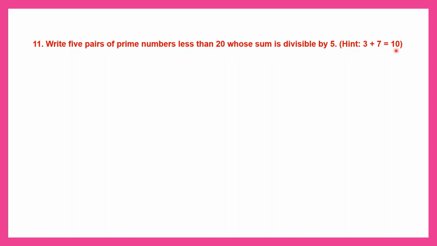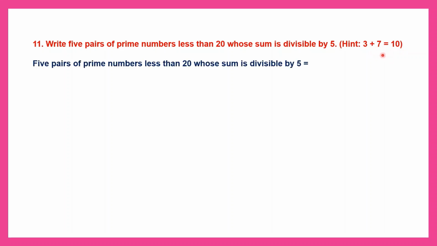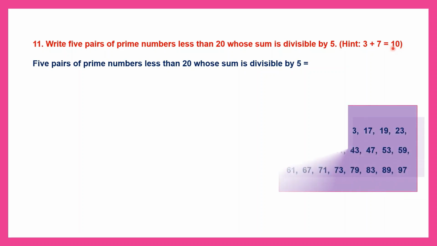3 plus 7 is 10. 3 and 7 are prime numbers less than 20, and the answer is divisible by 5. So let's begin. 5 pairs of prime numbers less than 20 whose sum is divisible by 5. So what we'll do is first get the prime numbers chart, numbers between 1 and 100. So we have prime numbers between 1 and 100. We're going to try different combinations to get an answer that is divisible by 5.